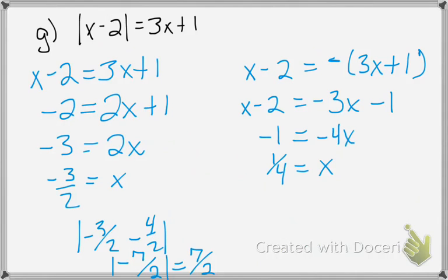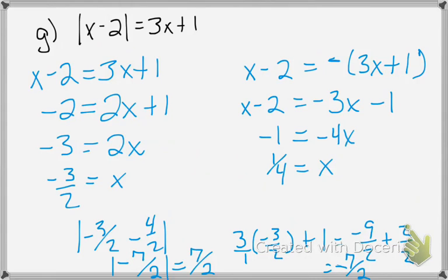If I try the other side, I've got 3 times negative 3 over 2 plus 1. So I'm going to put that over 1 so I can multiply this. This would give me negative 9 over 2. Then I'm going to get a common denominator, plus 2 over 2. And in this case, I get a result of negative 7 over 2.